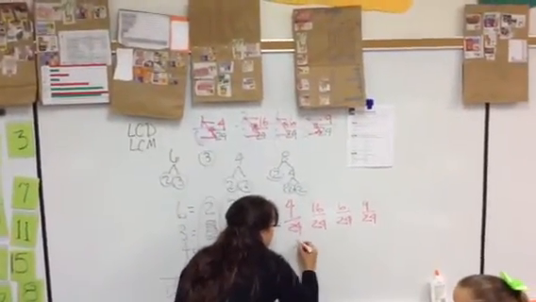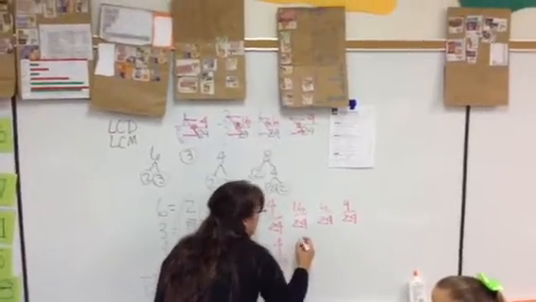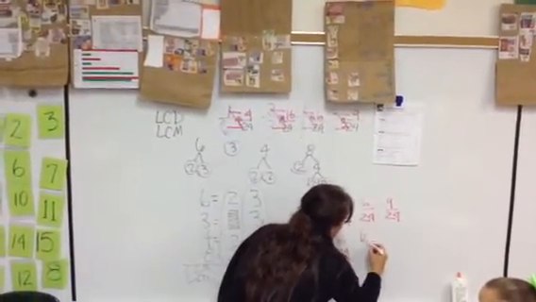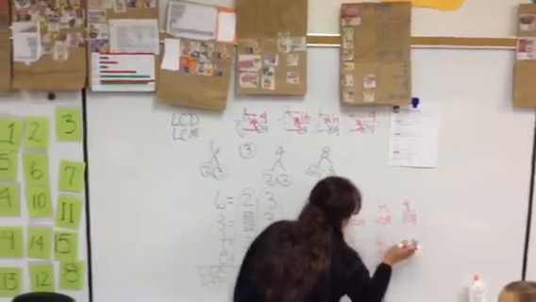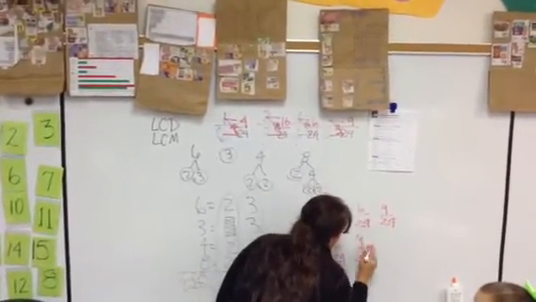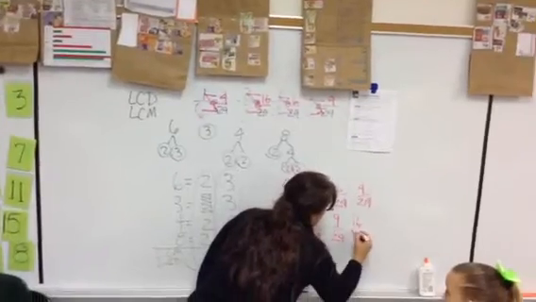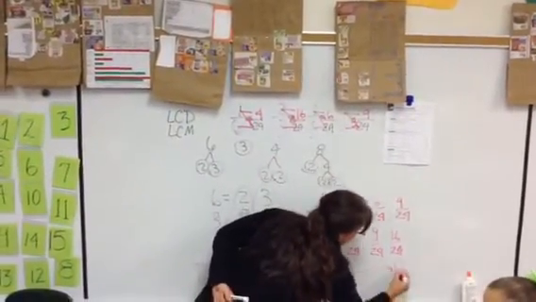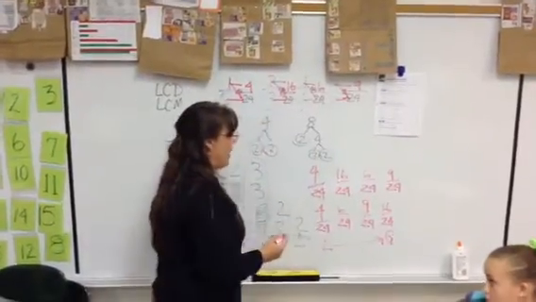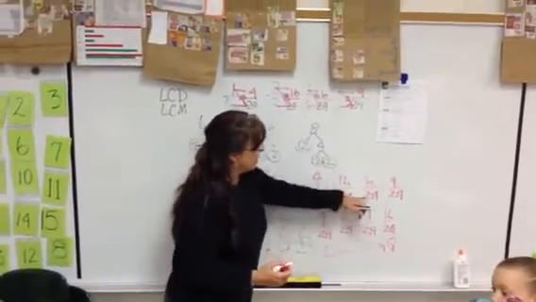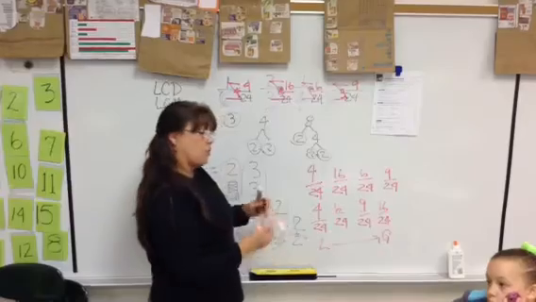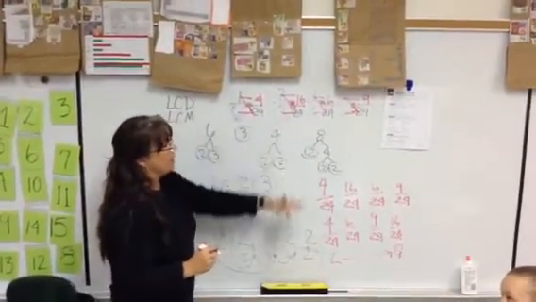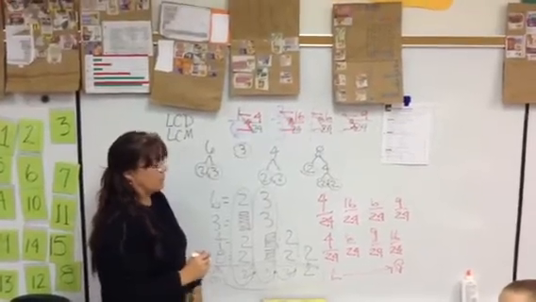So if I put them in order, it'll be 4/24ths, 6/24ths, 9/24ths, and then 16/24ths. These are in order from least to greatest. If you don't have a common denominator, you can't compare them, because otherwise the size of the piece is not the same. This is how you compare and order fractions.